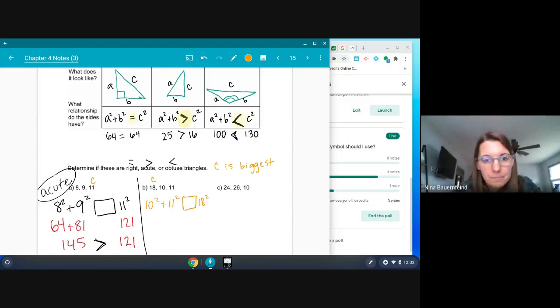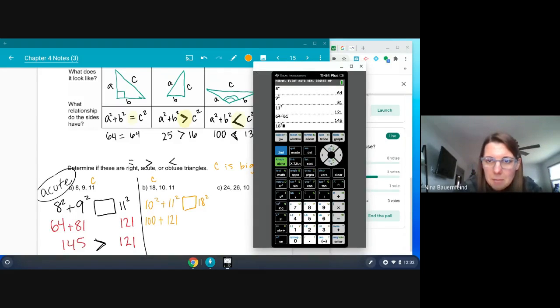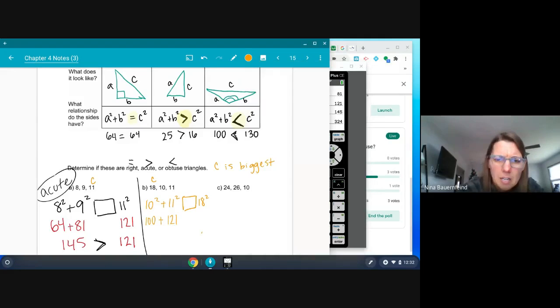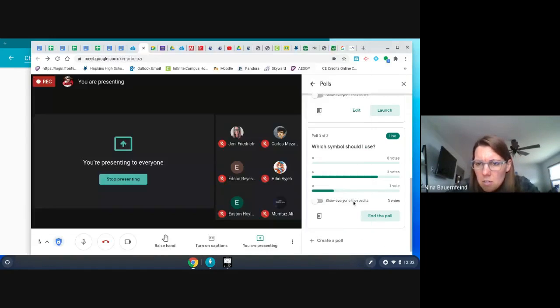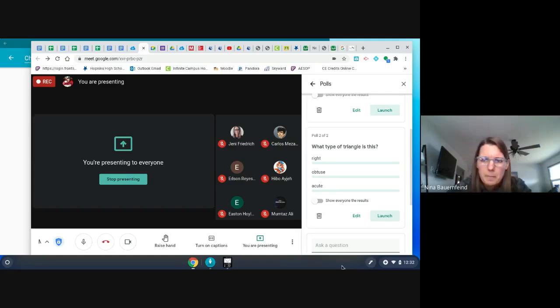Okay, 10 squared means 10 times 10. 11 squared means 11 times 11. 18 squared means 18 times 18, which is 324. 100 plus 121 is 221 compared to 324. I'm going to end this, trash it, and do one more.